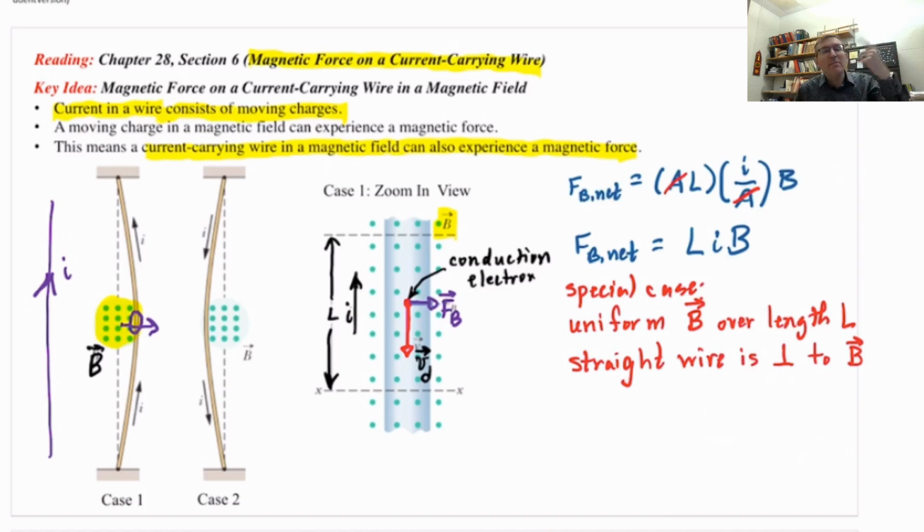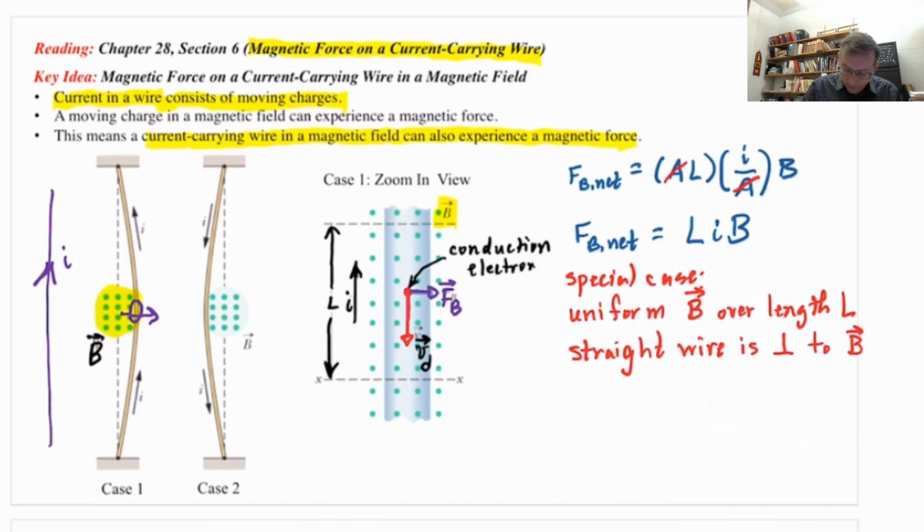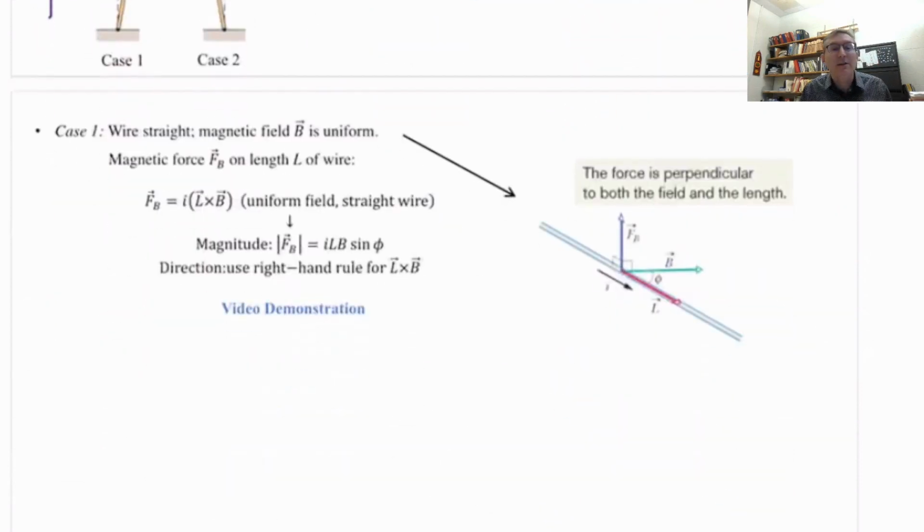Now I'm going to go from there to something a little bit more general. But I'll call it for now case 1. The wire is straight, and the magnetic field B is uniform, at least over the length L. So we want the magnetic force FB on the length L of the wire. Let's look at this picture. There's the straight wire, right? You see it?